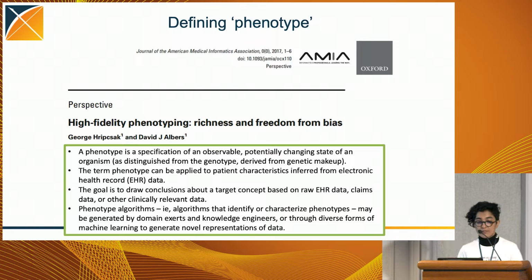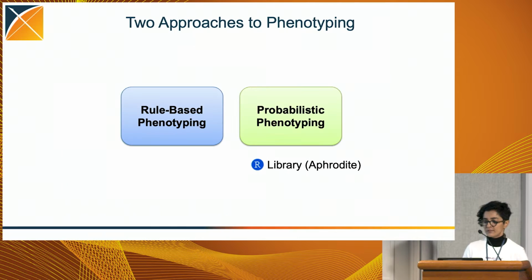For population level effect estimation, I still need cohorts. And when we look into patient level prediction, again, everything we do is based on cohorts. You heard about it from Patrick yesterday. This is the foundation of what we do. So we saw this slide again yesterday. Phenotype is what we do, and when we create a cohort, we call it phenotyping. It is a specification of an observable, potentially changing state of an organism.